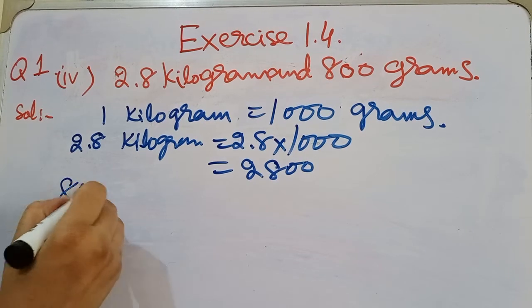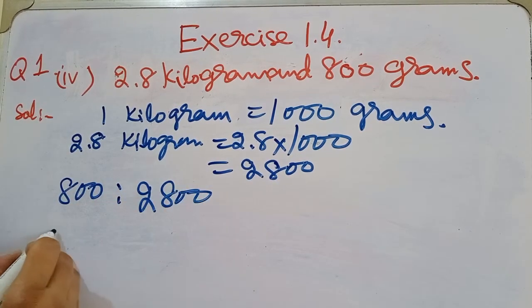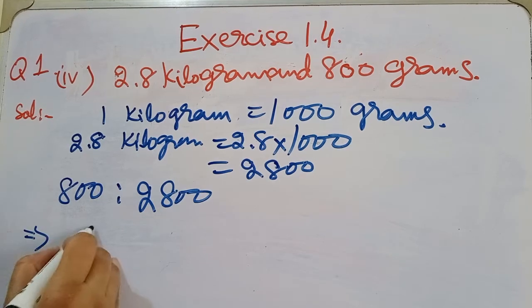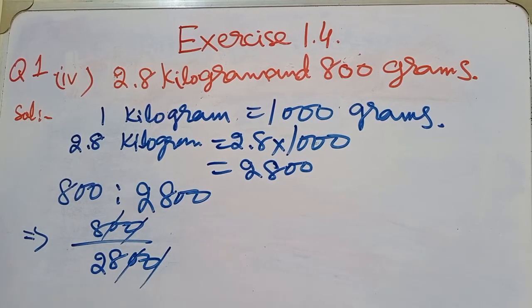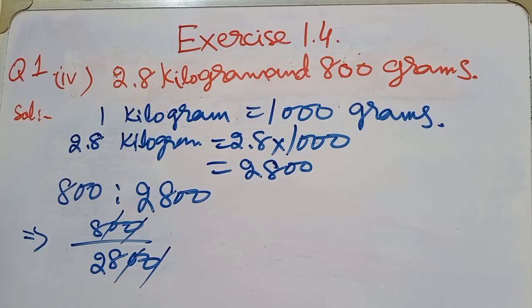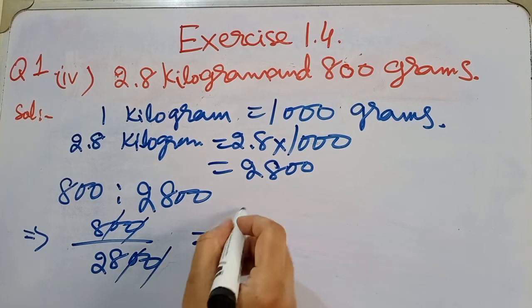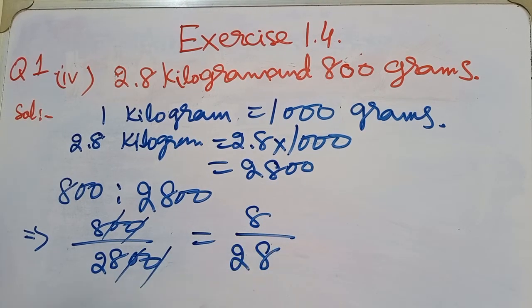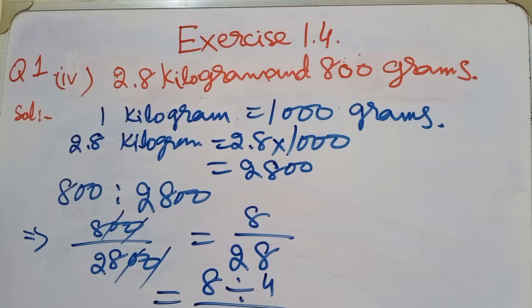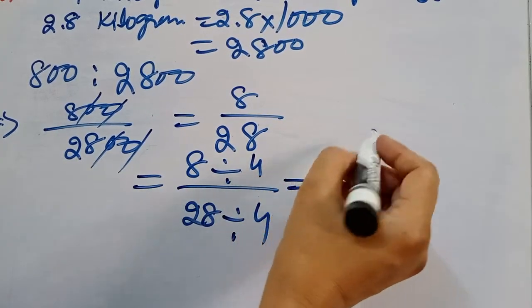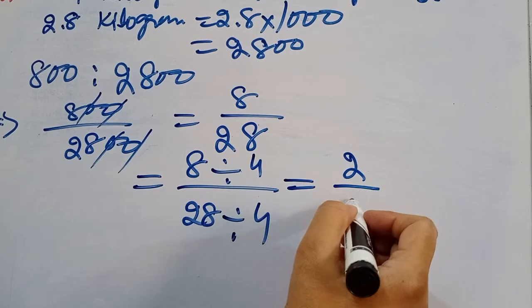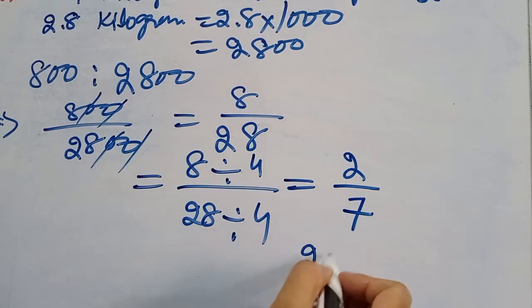Let's find the ratio between 800 and 2800. We can write it as 800 over 2800. We cancel both zeros of both numbers for simplifying, and we have 8 over 28. Next, we simplify by dividing 4 on both numbers. We observe that we have 2 over 7. So we have 2:7.